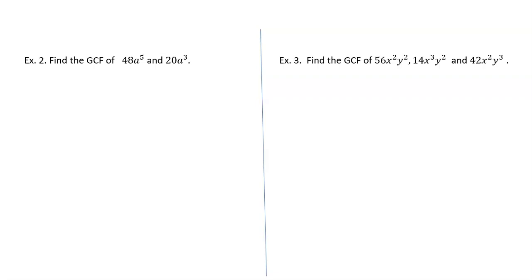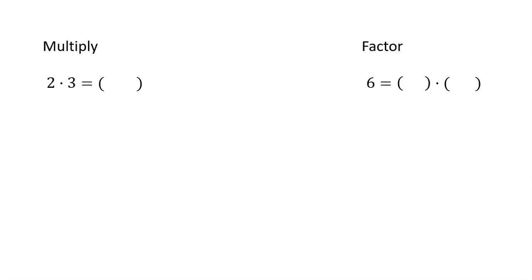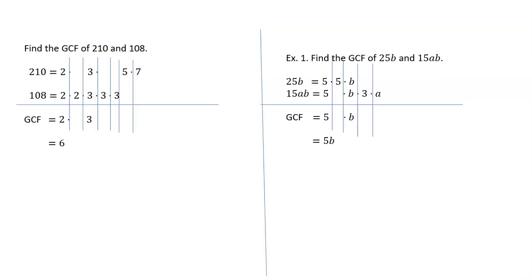In this video, we're going to look at how to find the greatest common factor of two algebraic expressions, specifically monomials. So let's take a look at how we found the greatest common factor of two numbers, and we can find the greatest common factor of expressions similarly. So here are two examples. We can compare the process.